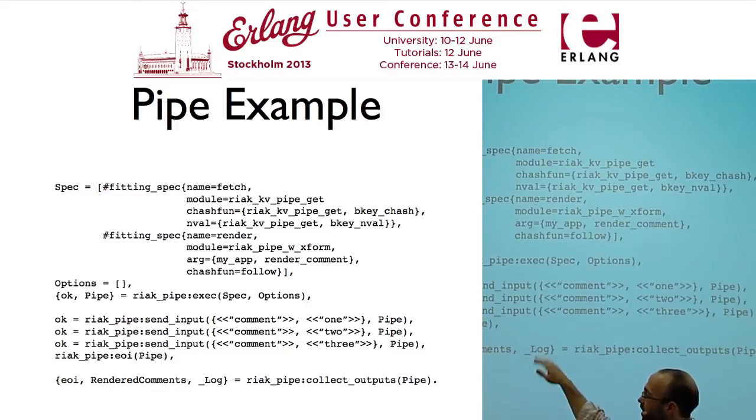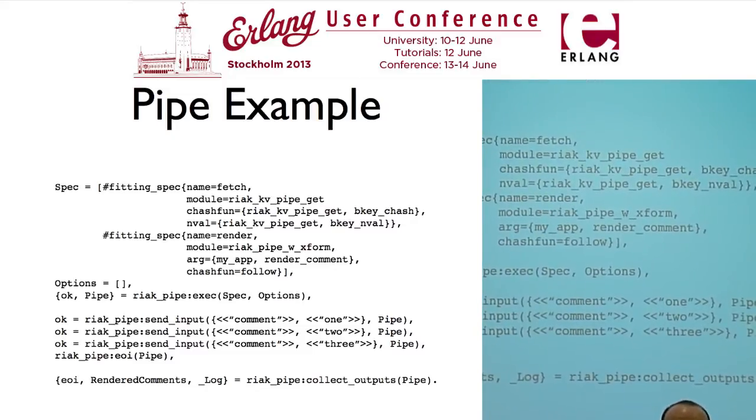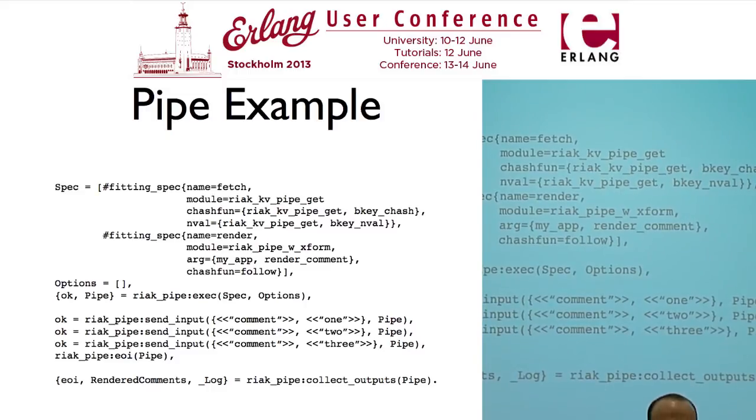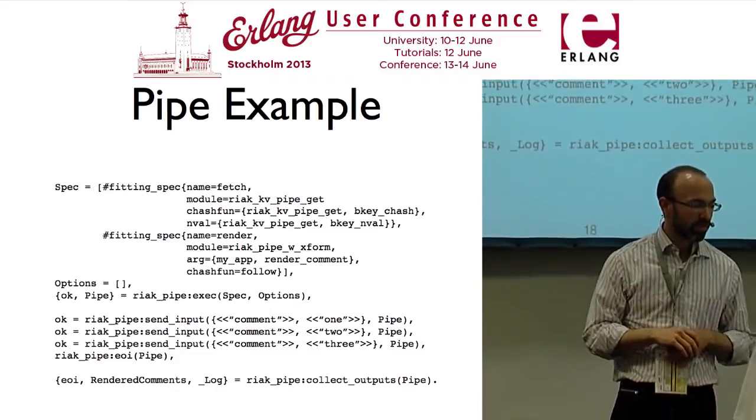So the second big chunk here is just sending inputs. You'll notice that we don't have to do any hashing. We just send it the input and the pipe that it's going to. Riak Pipe handles all of that hashing stuff and figuring out which node to send to, which partition on that node, where that PID is, all that kind of stuff. We just say, here's the input, send it to that pipe, please. This is just sending 3 inputs, real simple.